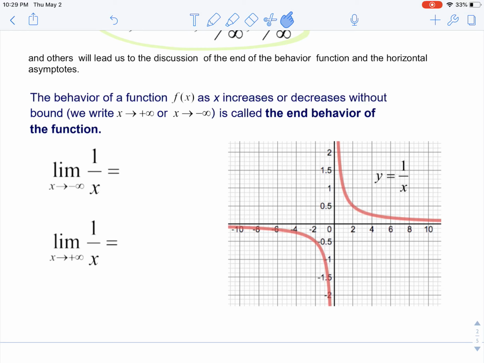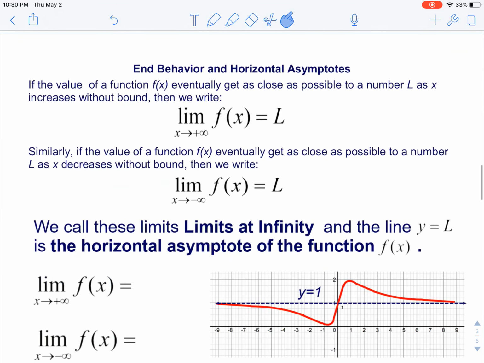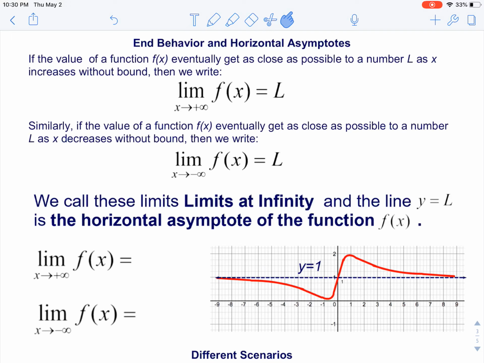Okay, so this graph we kind of already did. Limit as x approaches negative infinity is 0. As it approaches infinity is 0. And we know that we have that horizontal asymptote at y equals 0. So horizontal asymptotes and end behavior limits, these are all linked together. So you actually know a lot already about this with limits.